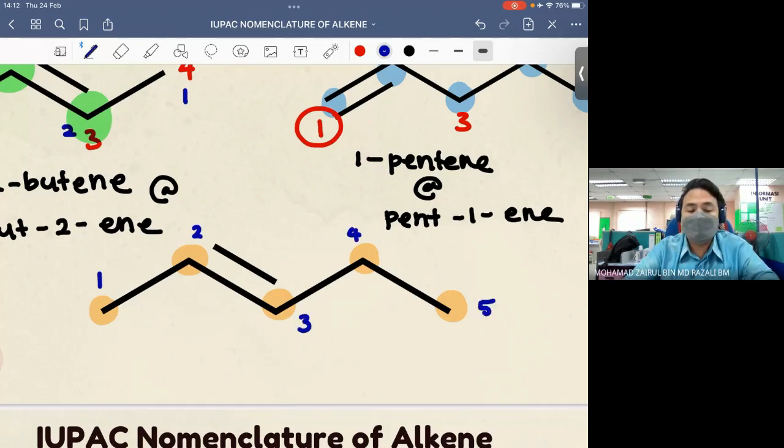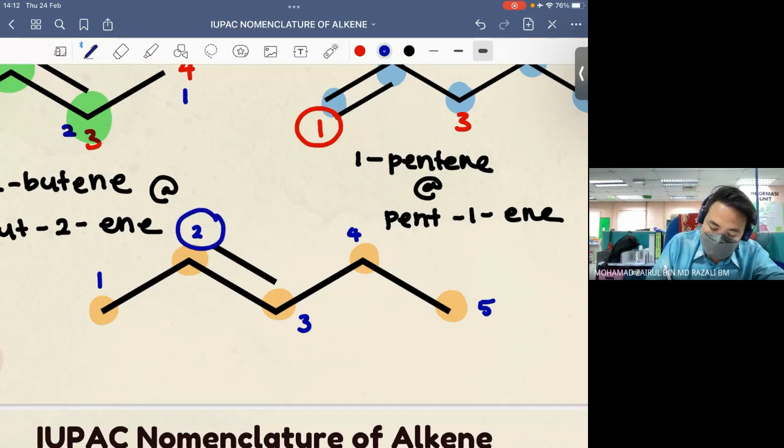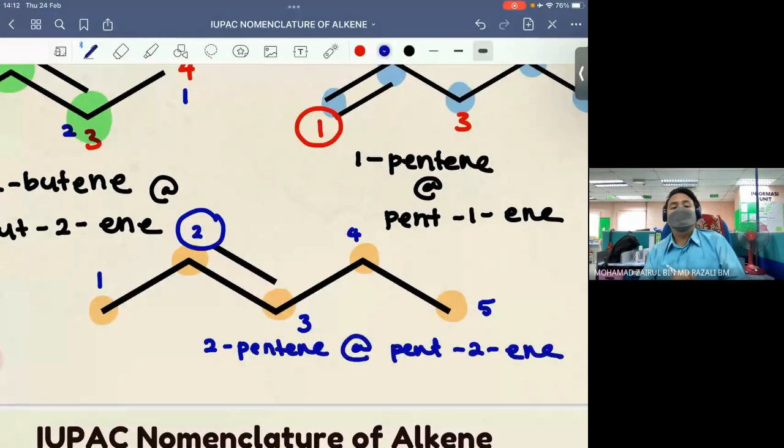Now if you look at the structure, so the C double bond C itu is located between carbon number 2 and carbon number 3. So kita ambil the first number ni. So dia akan jadi either 2-pentene ataupun pent-2-ene. Okay, setakat ini ada apa-apa soalan? Any question?